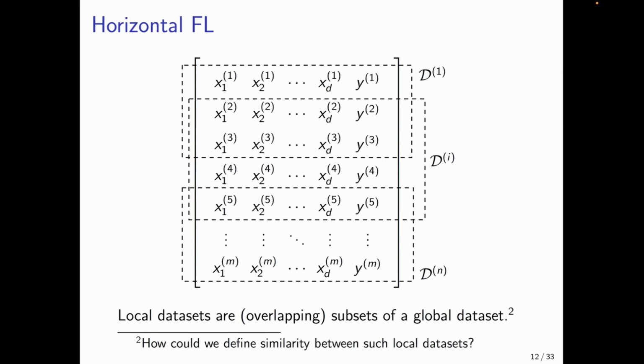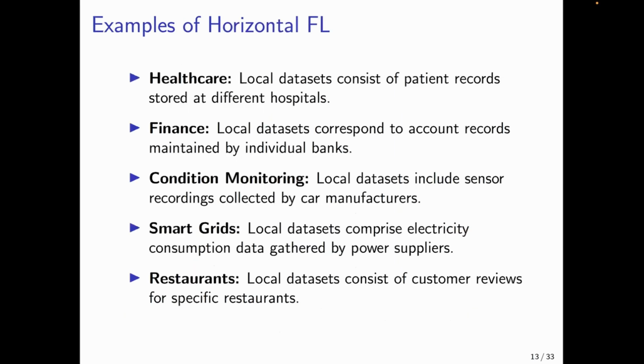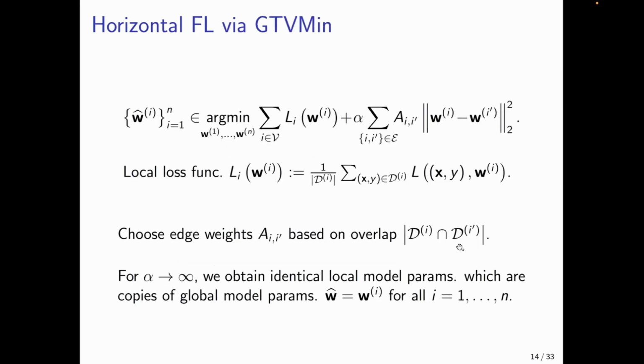So if they have many common patients, then we might train a similar predictive healthcare model. If two hospitals have records about very different populations, they might not want to train a similar predictive healthcare model. So in horizontal federated learning, we might use this overlap of the local data sets as a choice for the edge weights. So we use the overlaps of local data sets to construct the edge weights. And we put larger edge weights between two local data sets if they have many data points in common.